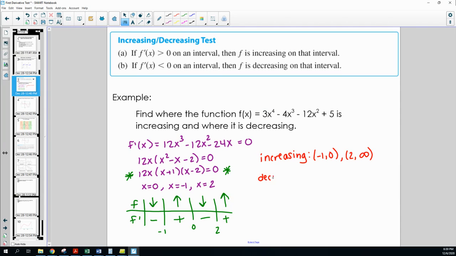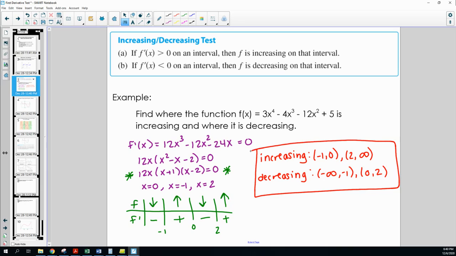And then it's decreasing where my slope was negative. So from -infinity to -1, and then again from 0 to 2. So these are my increasing and decreasing intervals.